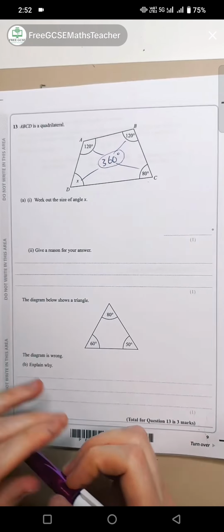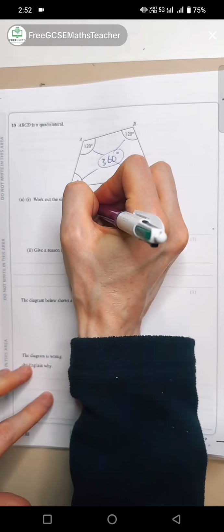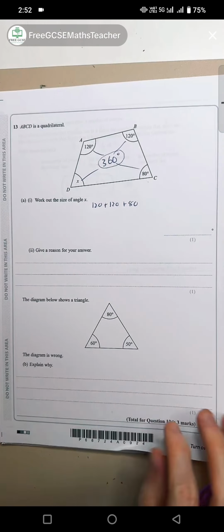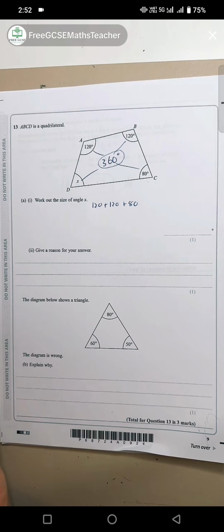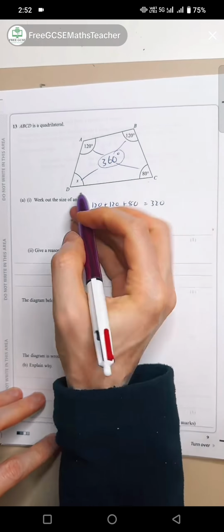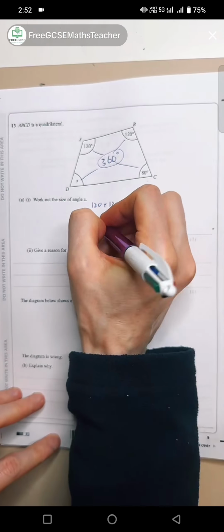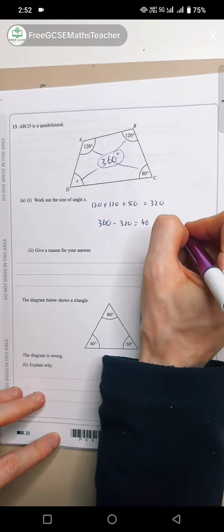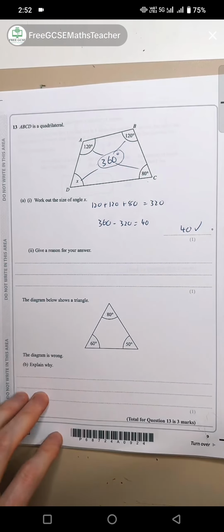We've got 3. We've got 1 missing one. Hence we just add the 3 I know. So 120, add 120, add 80. Again, you can get the calculator to do the hard work because it's a calculator paper. So 120 add 120, add 80. That will clearly come to 320. As we've got only 1 missing angle in this case, X. In total, they come to 360. So 360 subtract 320 gives you 40. So therefore, X equals 40 degrees. And that gets you 1 mark.